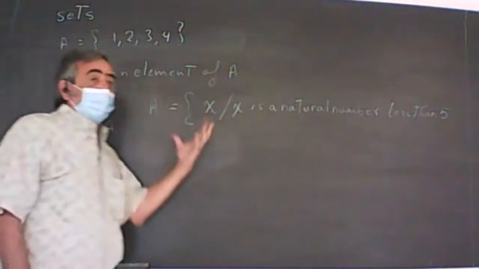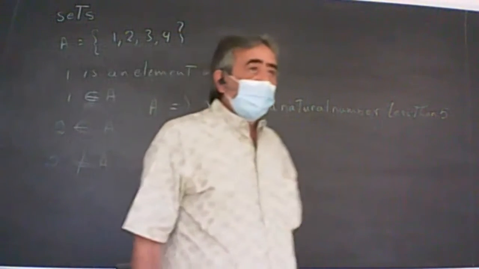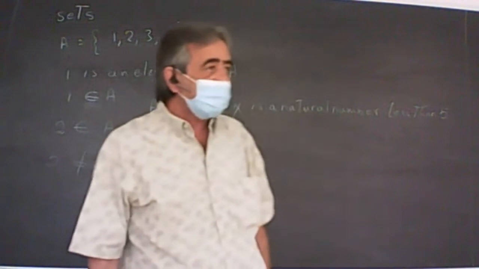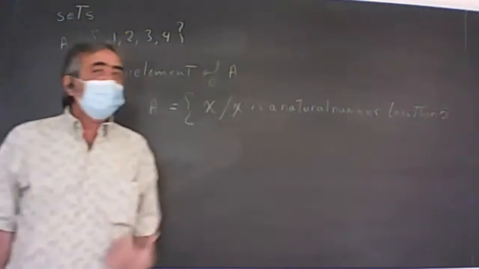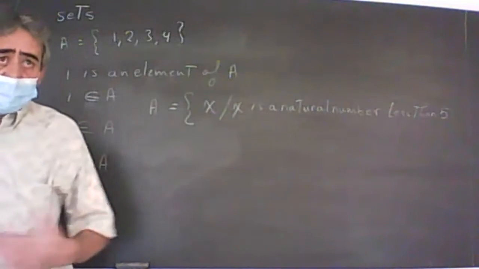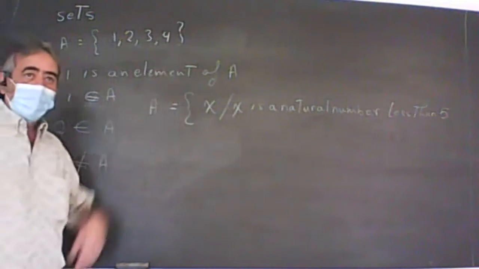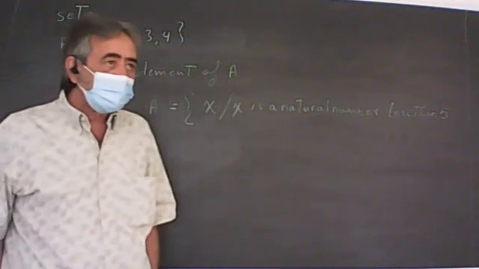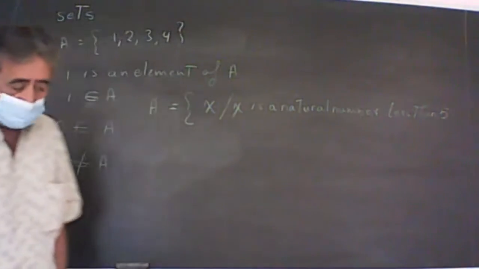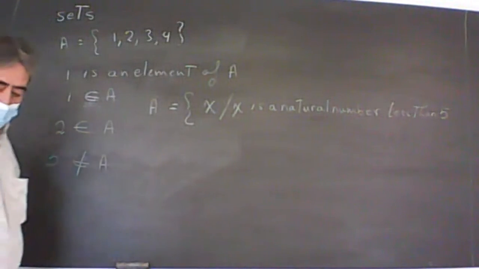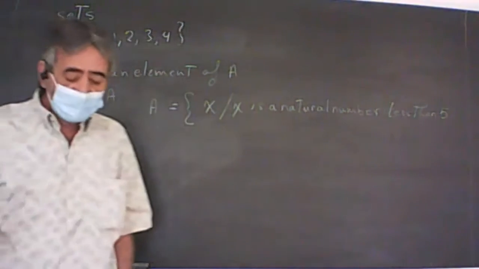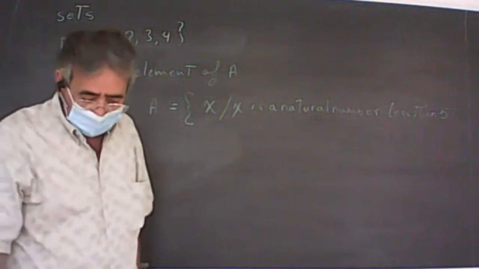So there are two ways, at least right now, that we can represent a set: by either listing the elements of the set or by describing the set in one way or another. Any questions on that?